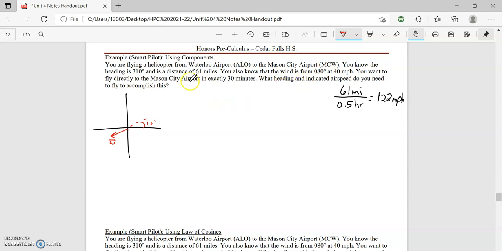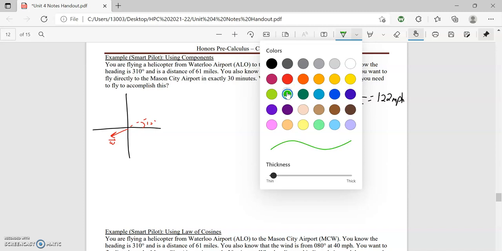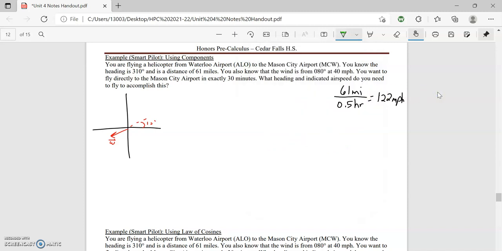So we also have the heading. This is where we need to go. So I'm going to draw that as P plus W. P plus W is a heading of 310. Well, north is 0, 90, 180, 270. I'm 40 more degrees up. So I know I need to go something like this. That's a little exaggerated. Okay.